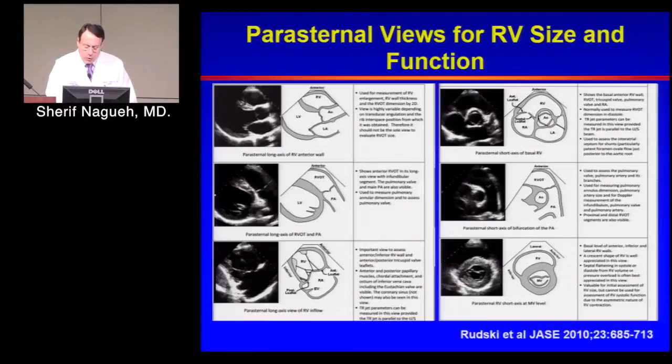So what are the walls we see, or we may be able to see, in the short axis views? You have an anterior wall, you have a lateral or free wall, and you have an inferior or diaphragmatic wall that sits on the diaphragm.